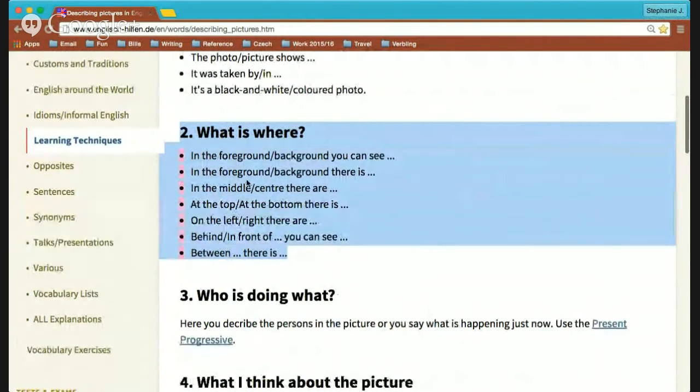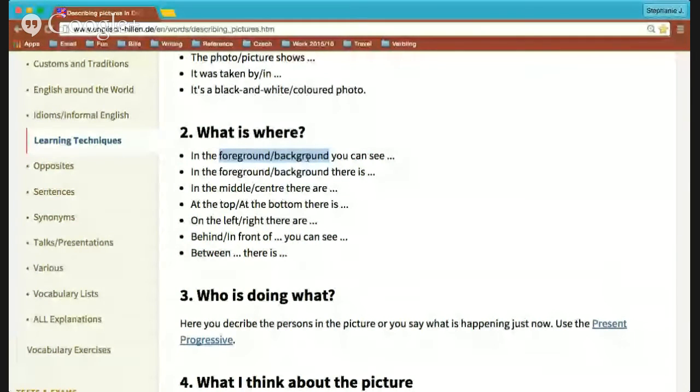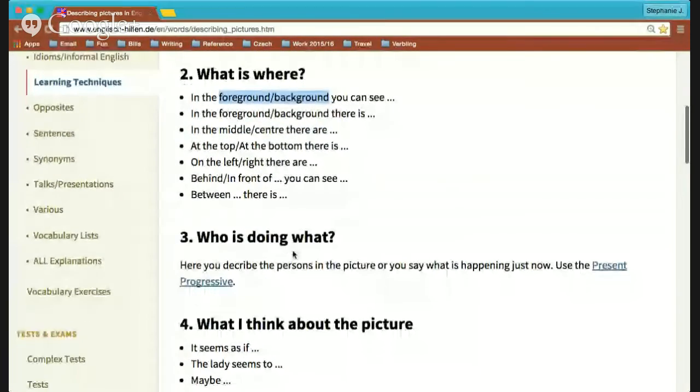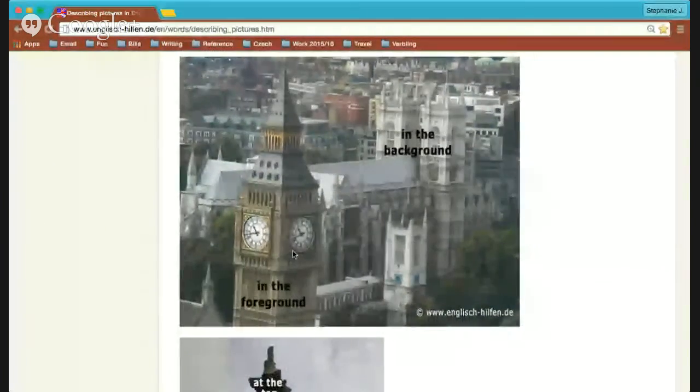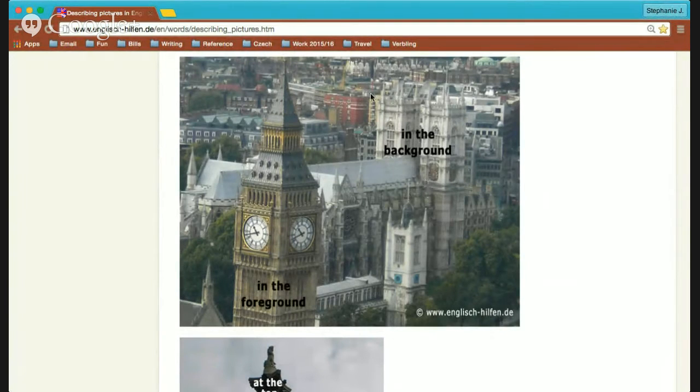Then here are some words and phrases for talking about the position of things in a photograph. Foreground and background are particularly useful when describing photographs or paintings or anything like that. So an example is this photograph of what I believe is Notre Dame Cathedral. Not sure, but I think so. So in the background, we see the Notre Dame Cathedral, and in the foreground, we see a clock tower and some trees.